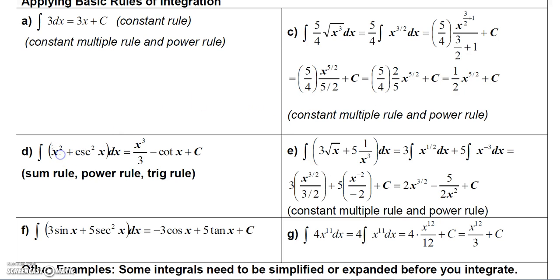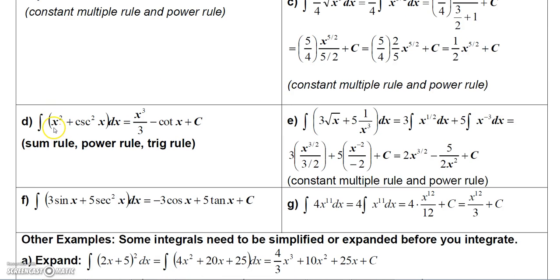And then this one is a sum rule, power rule, and a trig rule. The power rule portion is to integrate x squared, you get x cubed over 3. The sum portion is that you're integrating a sum. So we would just go ahead and find the integral of cosecant squared x, which is minus cotangent x, and then plus a constant.